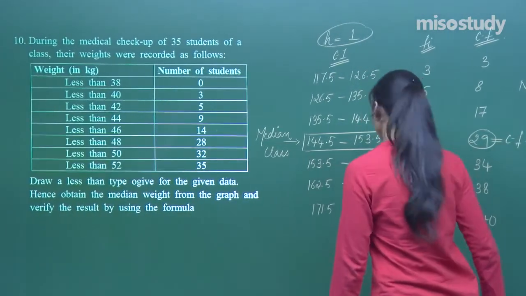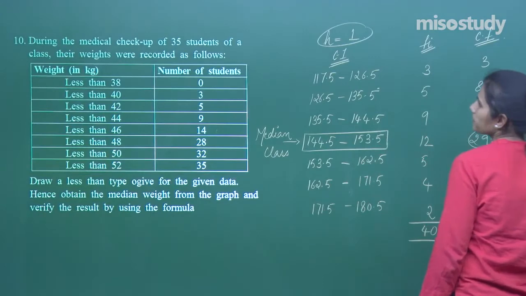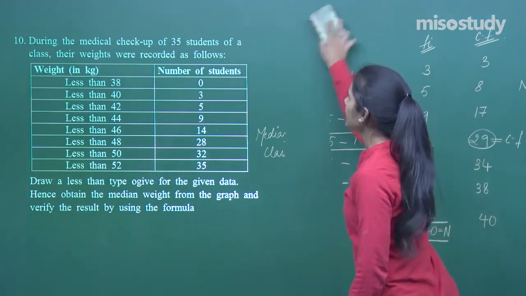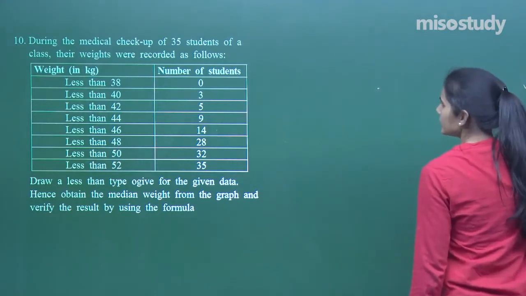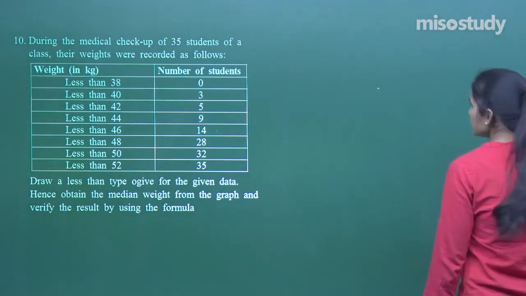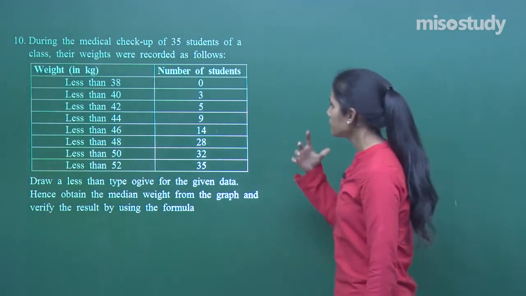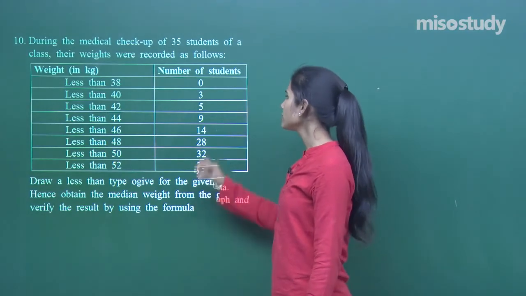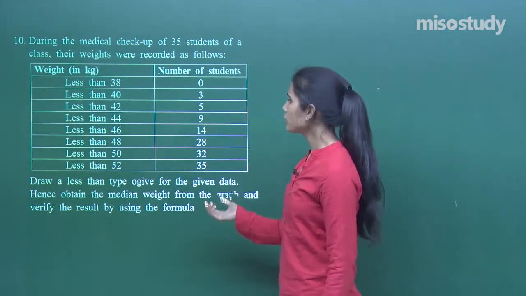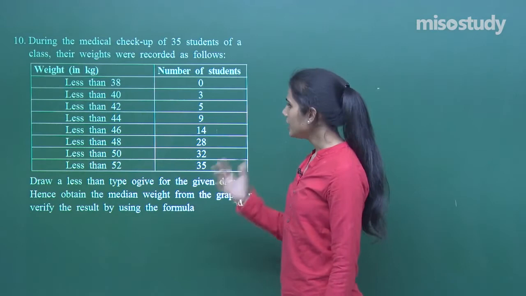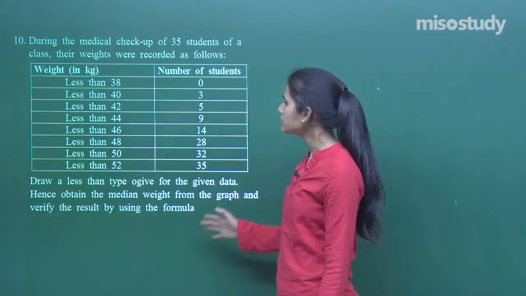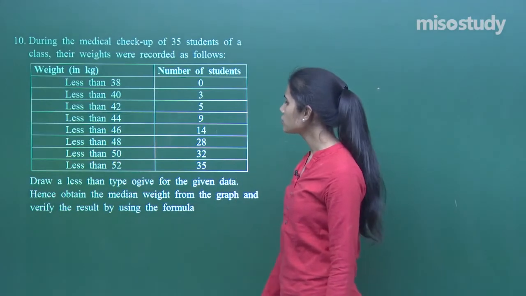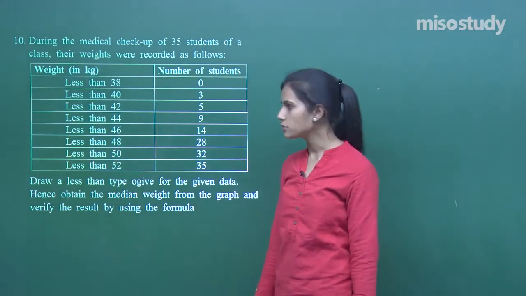During the medical checkup of 35 students of a class, their weights were recorded as follows. Less than 38 was the weight of 0 students, less than 40 was the weight of 3 students, less than 42 was the weight of 5 students, less than 44 was the weight of 9 students, less than 46 was the weight of 14 students, less than 48 was the weight of 28 students, less than 50 was the weight of 32 students, and less than 52 was the weight of 35 students.